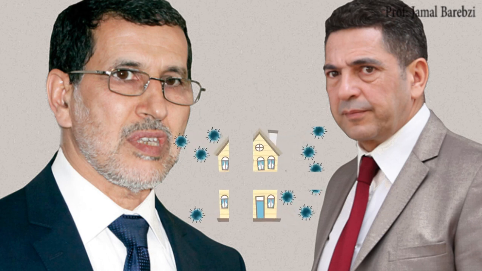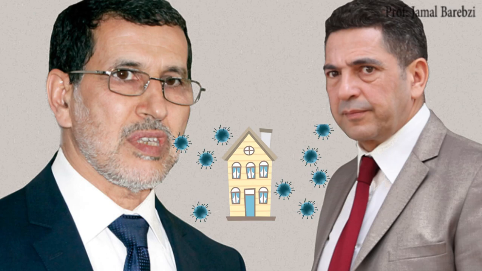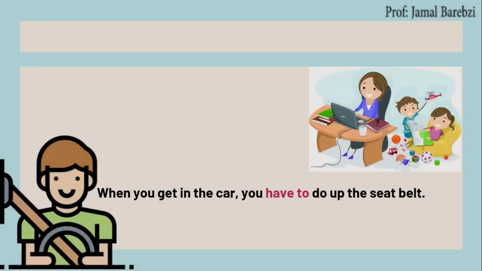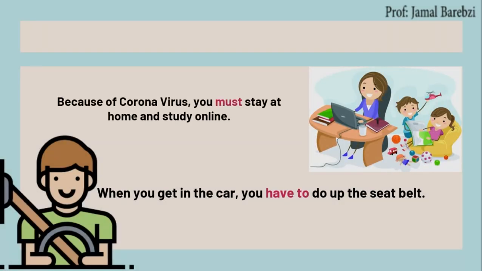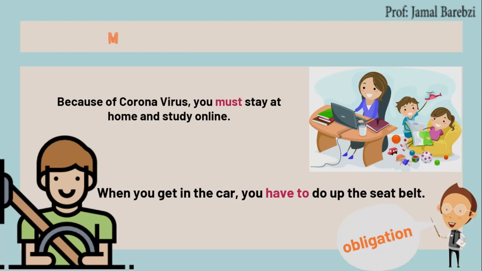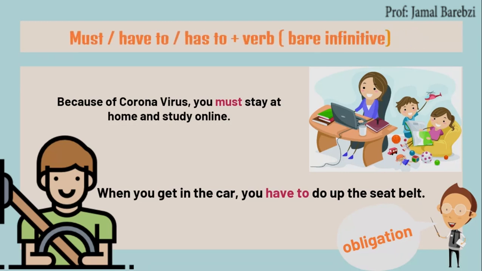Okay. What does the Moroccan government tell students to do during the coronavirus lockdown? They tell the students to stay at home? Because of the coronavirus, you must stay at home and study online. The modals have to and must are used to express obligation. They are followed by the infinitive form of the verb.